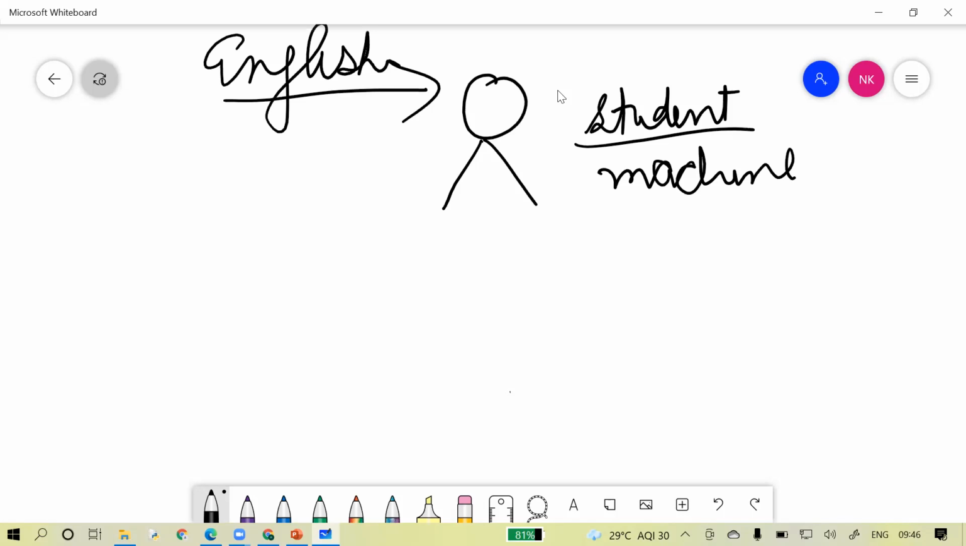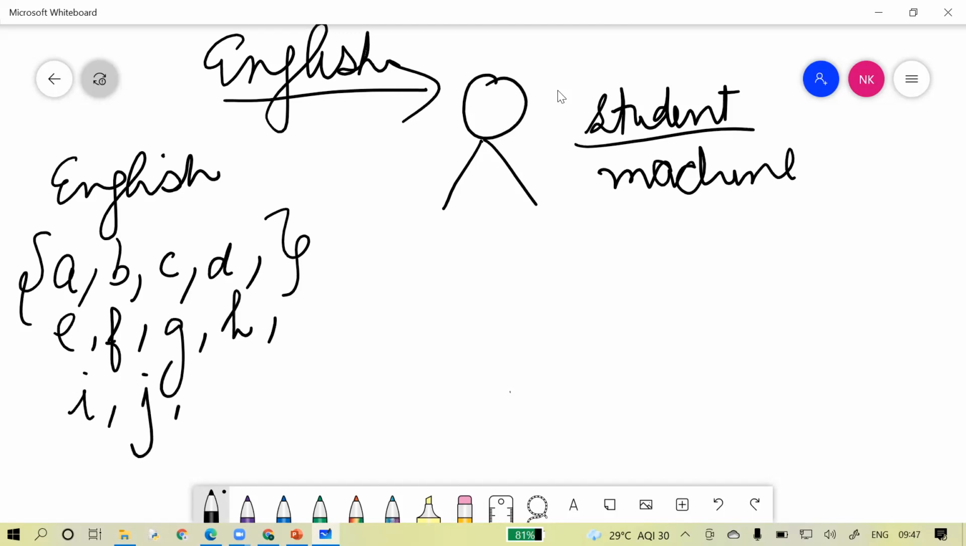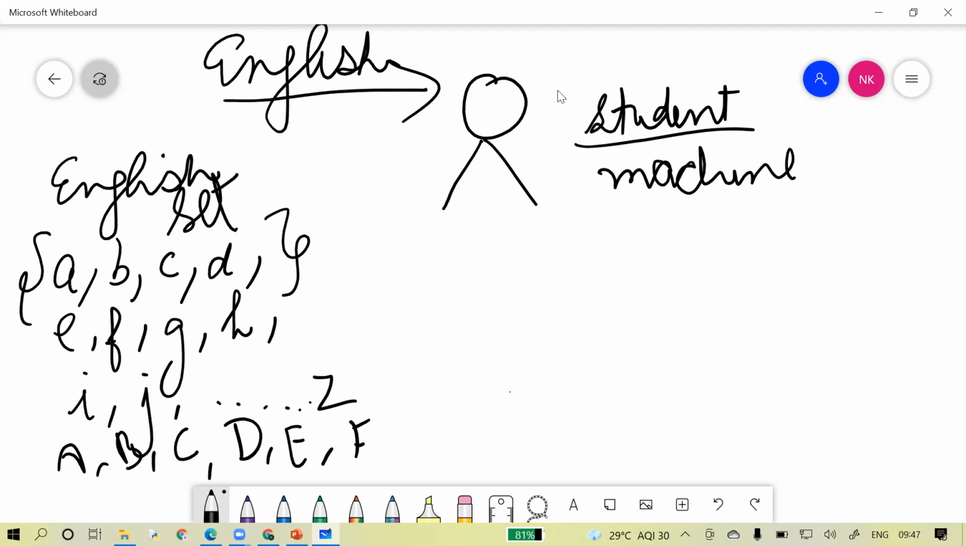If I create a set for the English language, what type of strings can I give to that student? It will be a set of this: a, b, c, d, e, f. The language will be a set of all these strings only, because English is made up of only these strings. You can write them in lowercase also, and in uppercase also. So this is the set of the language that the student understands.